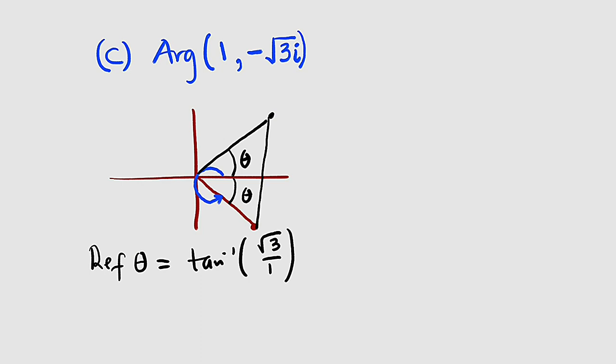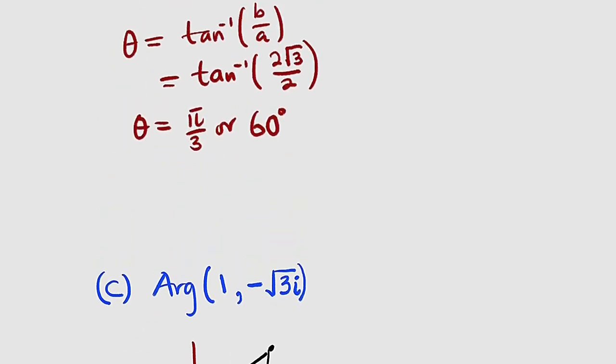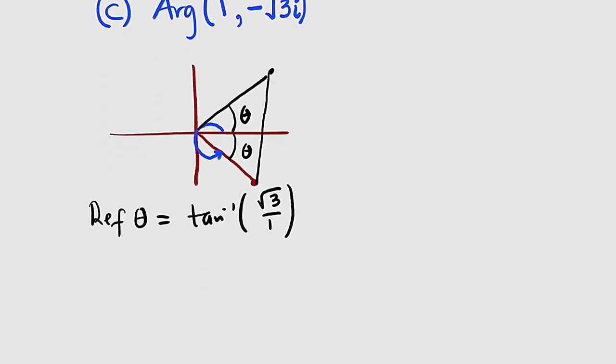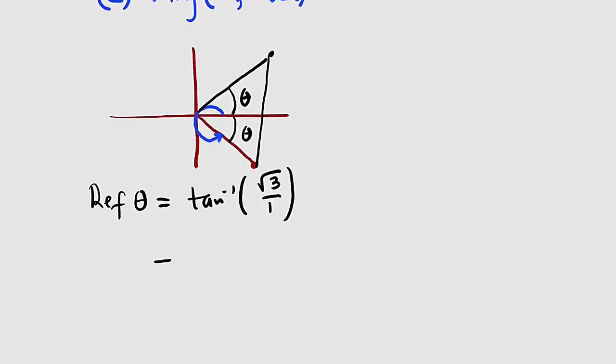And we have already seen that tan inverse of root 3 is what? Pi by 3 or 60 degrees. So this is equal to pi by 3 or 60 degrees. This is our reference theta.